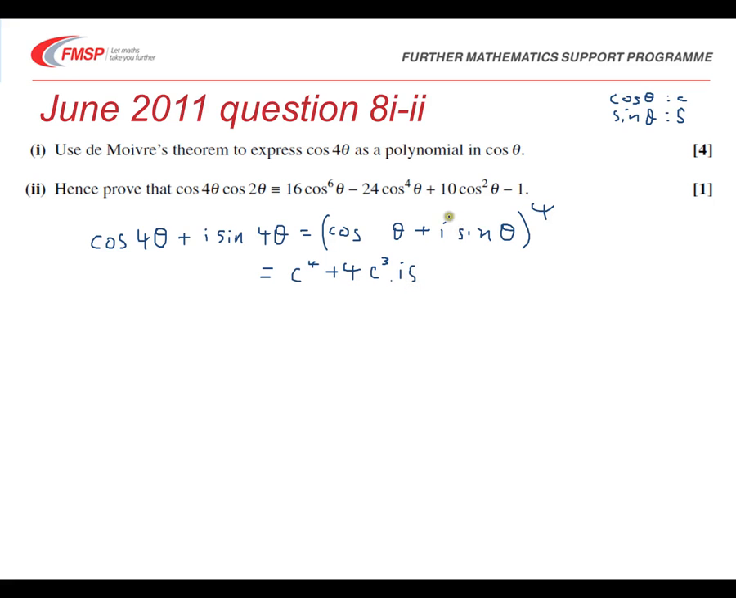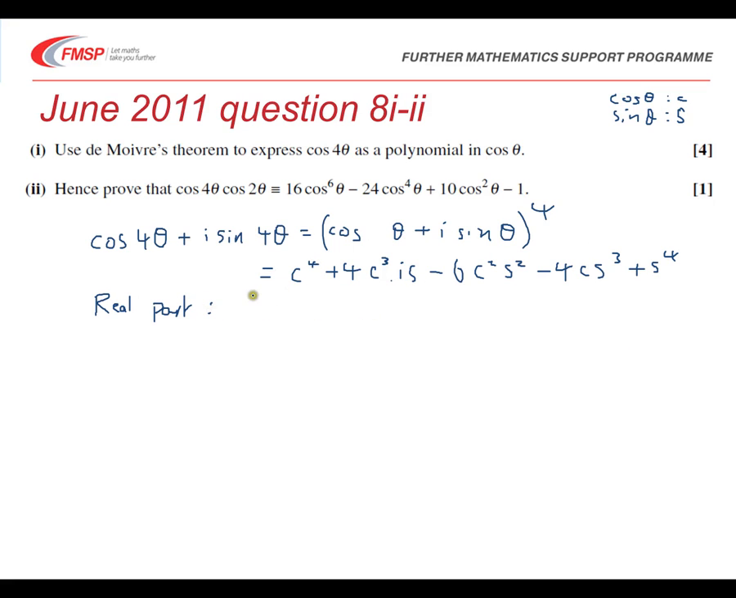Then I'm going to have an i squared in this one, which is going to be a negative 1, so I get minus 6 C squared S squared. I'm then going to have an i cubed, which is minus i, so I get minus 4 C S cubed. And finally, i to the 4 is back to 1 again, so I get plus S to the 4. Now this is where I'm going to identify that what I want is the real part. Essentially, if I expand all this out, the real part is the cos 4 theta bit, so the real part of this is cos 4 theta.